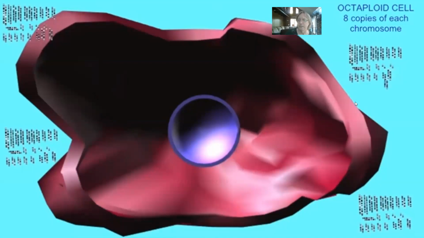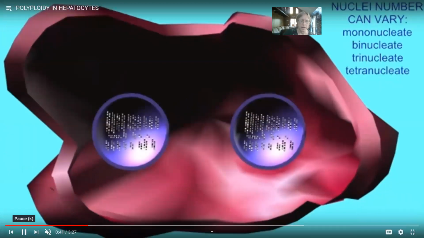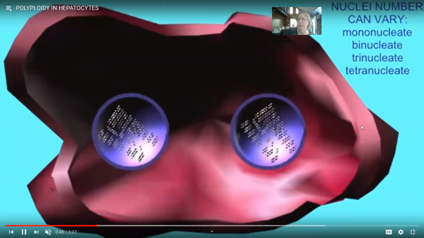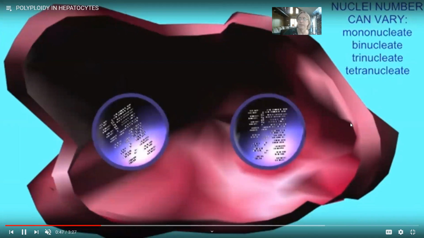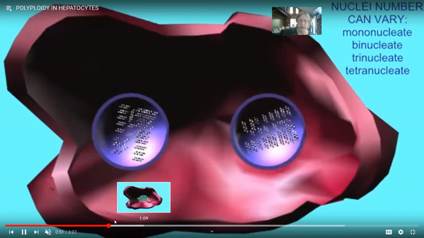Liver cells can be octoploid. Now, in addition to having whole extra sets, sometimes they have a whole extra set, but they're missing 1 or 2 to make it even more complicated. Liver cells are odd just to make our lives interesting. Sometimes they have 1 nucleus, sometimes they have 2, 3, or even 4 nuclei.